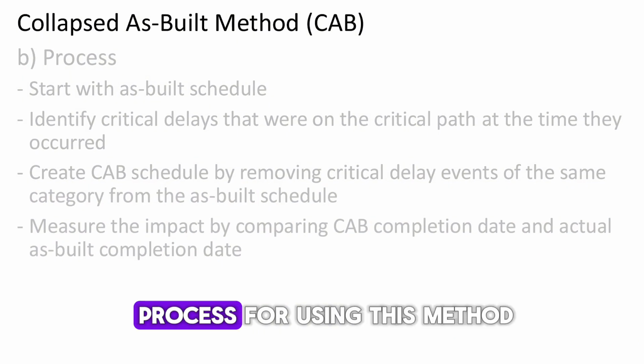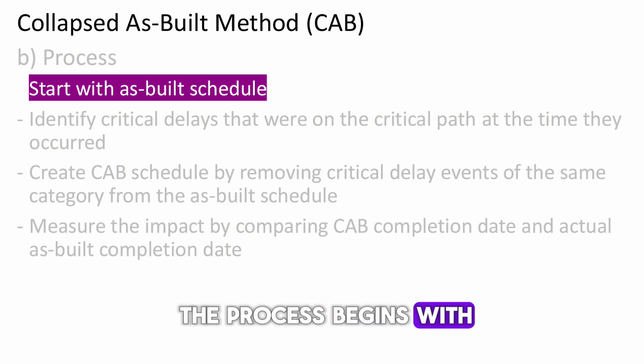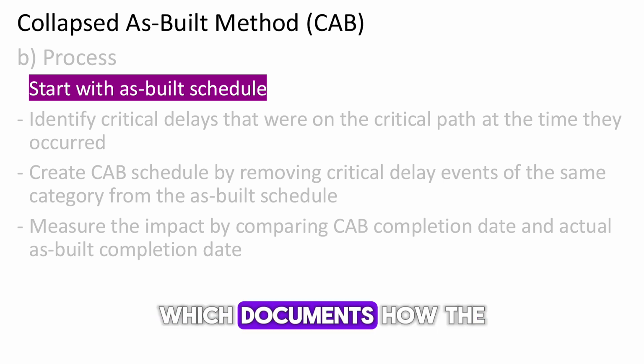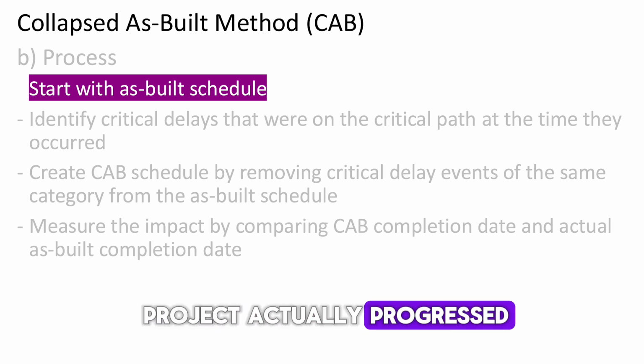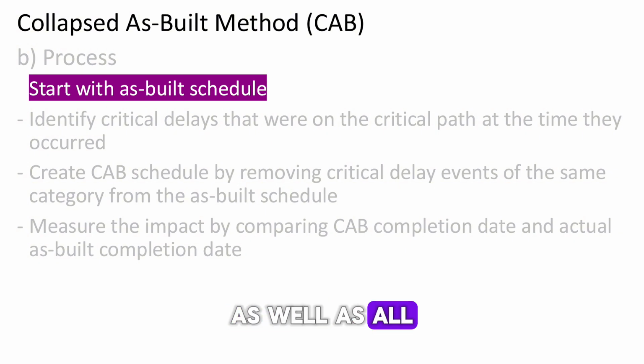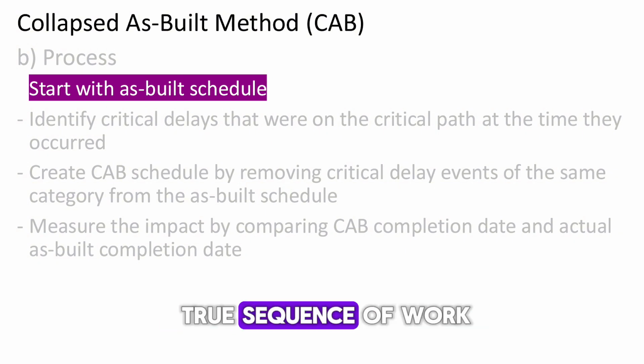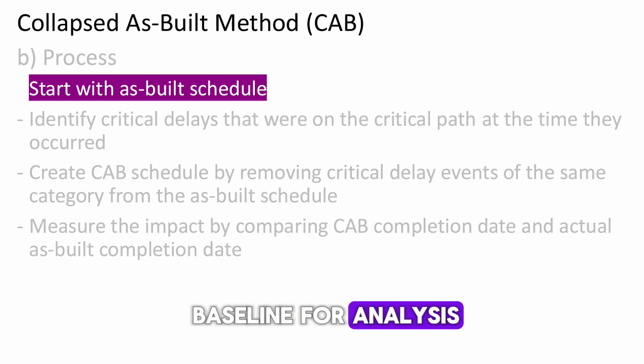Here is the standard process for using this method, explained in more detail. The process begins with the as-built schedule, which documents how the project actually progressed, showing the real start and finish dates of all activities, as well as all delay events and changes like acceleration. This schedule reflects the true sequence of work and serves as the baseline for analysis.